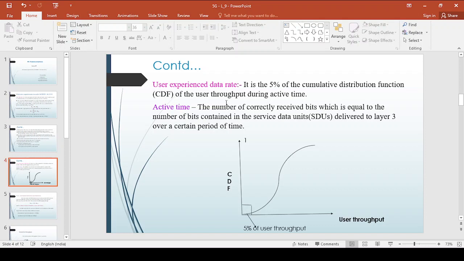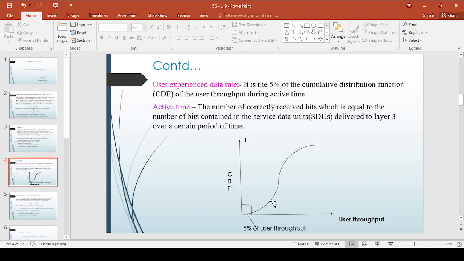Now what is user experience data rate? It is nothing but the 5% of the cumulative distribution function of the user throughput. If you see this figure, you will have a clear idea. The cumulative distribution function is on the y-axis, which will vary from 0 to 1. On the x-axis we have user throughput. This is the particular graph. Let us assume this 5% of the cumulative distribution function of the user throughput, we call it the user experienced data rate. This 5% of the CDF of the user throughput is nothing but the user experienced data rate during active time, right?